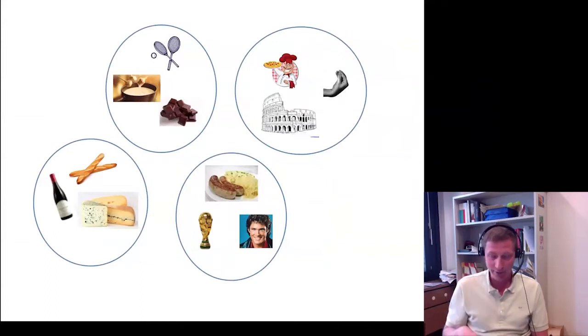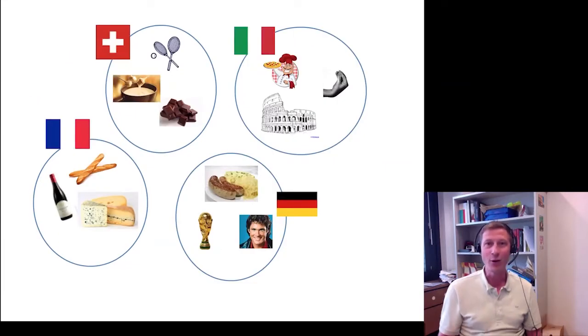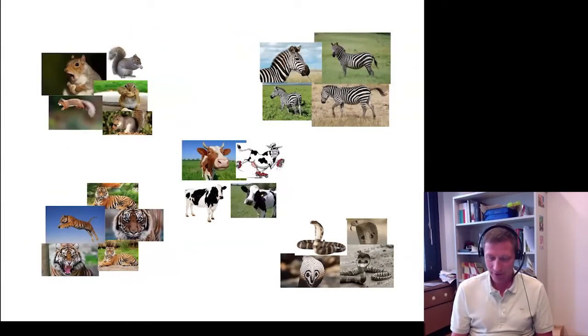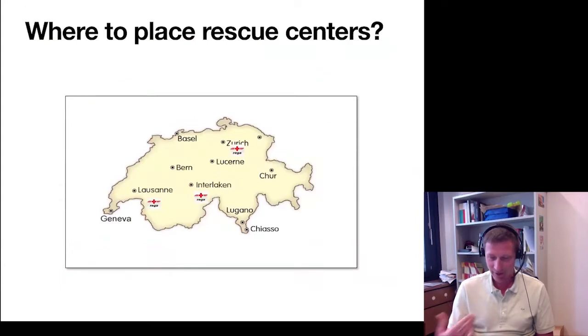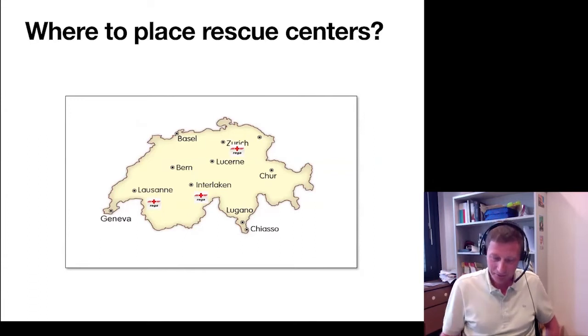So clustering, you know, we want to cluster things based on similarities. So here I clustered objects, which if you have been to Europe, you can guess the countries. Top left is Switzerland, Italy, France, and Germany, and so on. Or you could maybe cluster images in terms of animals, or maybe find rescue centers in Switzerland to minimize the distance to hikers or something like that.